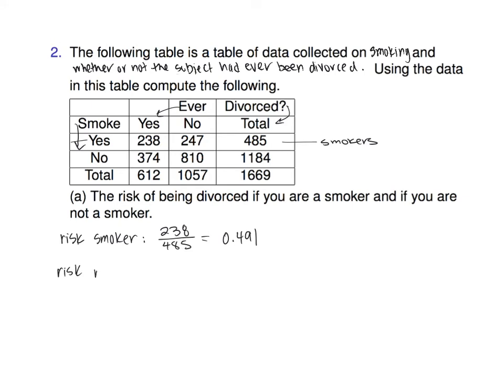And the risk for a non-smoker, well, of the non-smokers, 374 had been divorced, but that was out of 1,184. Which is a risk of 0.316. So that appears to be that non-smokers have a lower risk of getting divorced.